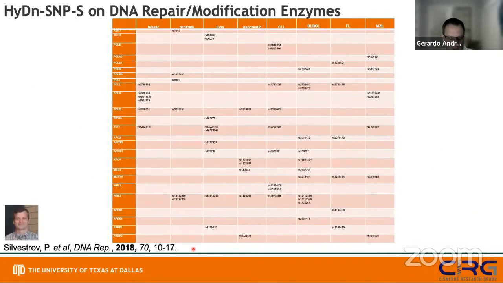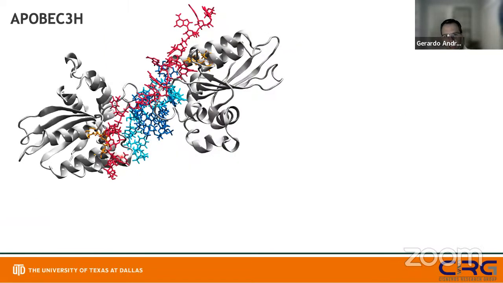Finally, in the last 3 or 4 minutes, I'll tell you one more story. I hope I won't take too long. We developed this database of cancer mutations on DNA repair enzymes. So we have a database of 8 different cancer phenotypes and 22 different DNA transaction enzymes. I'm going to tell you about this particular one. It's a lung cancer mutation on this enzyme APOBEC3H.